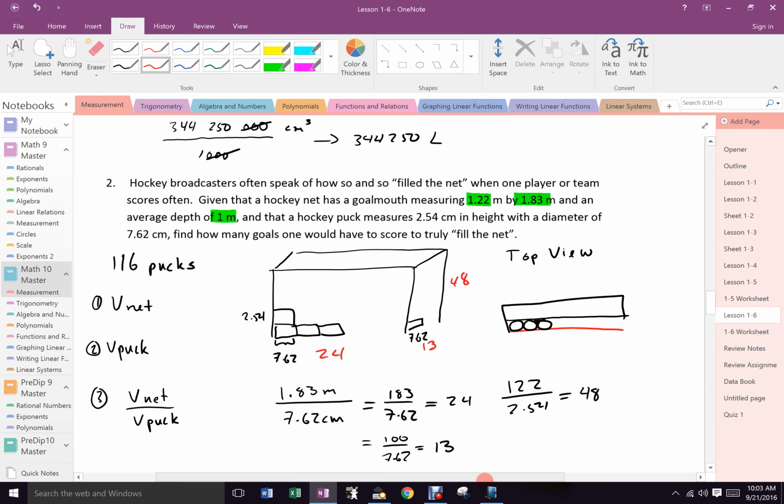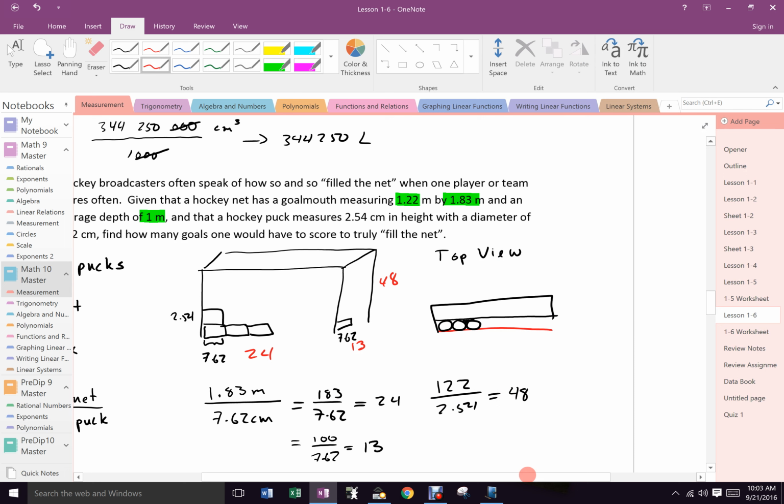So what is my net measured in now? This is centimeters? This is pucks, isn't it? So I'm building a prism out of pucks. So this is my length, my width, and my depth of pucks. So what do I do with those three numbers to find the volume of pucks that fit in there?